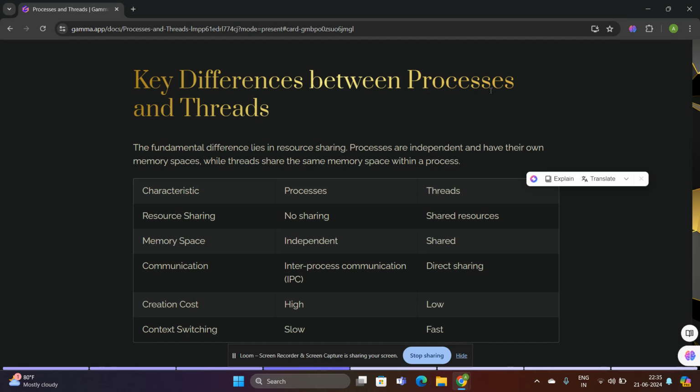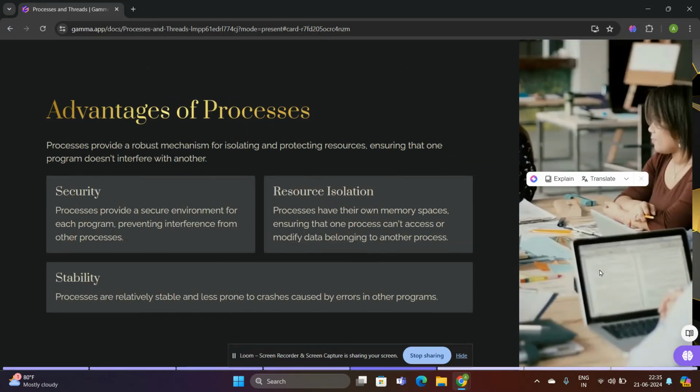Coming to the cost of creation, in order to create a process or establish a multiple-process environment, we need high cost, whereas it is not going to happen with the concept of threads. And context switching: there will be slow context switching between processes, whereas it is very fast between threads.